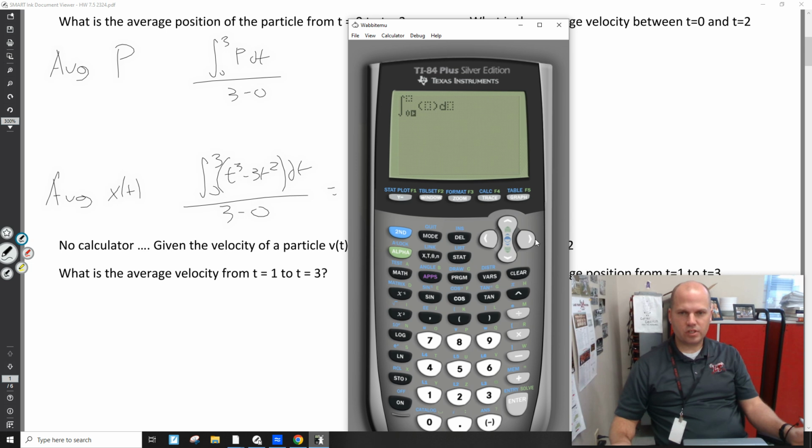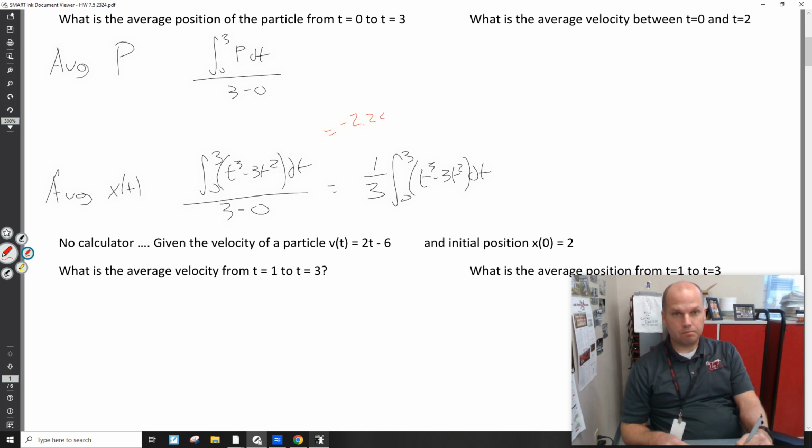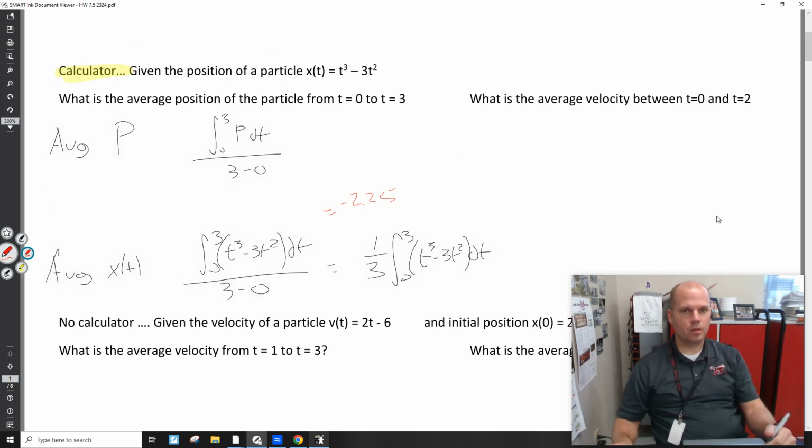I can math 9, 0 to 3 of, replacing t's with x's. X's don't mean position, X's mean time. In this situation, time is your X, position is your Y. Divided by 3, and that's my average position, negative 2.25. Done. Now notice I didn't take an antiderivative. I let my calculator accumulate.